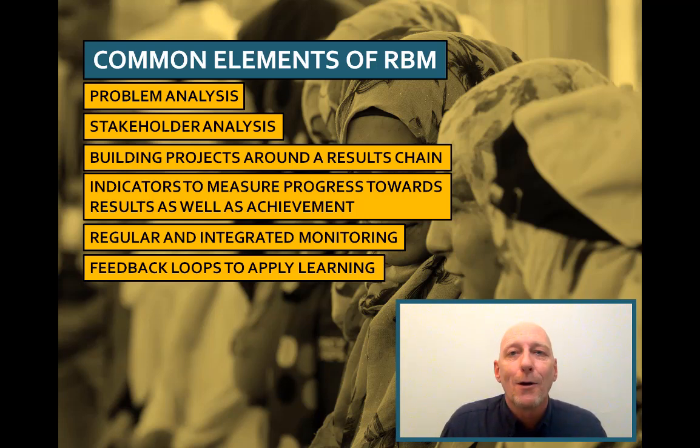In RBM, projects are built around a results chain. The results chain of inputs, activities, outputs, outcome, and impact. And indicators which measure progress towards our results, as well as measuring achievement of our results looking back. That requires regular, integrated monitoring, a smooth data flow, and feedback loops so that what is learned can be responded to and applied.